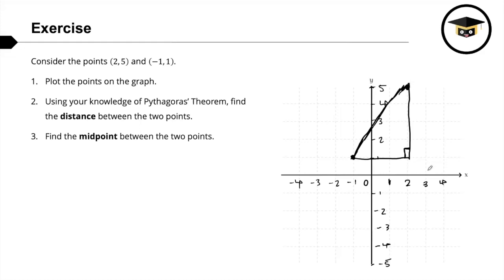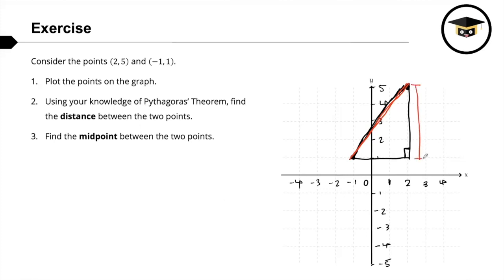We'll just leave it like that for now. So we need to figure out what both of the other sides are before we can find the hypotenuse, right? Because the hypotenuse is the distance we're trying to find. So I might just make the distance we're trying to find red right here.